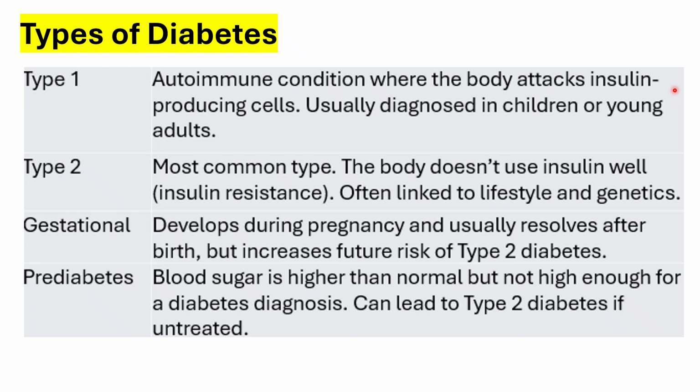Gestational develops during pregnancy, usually resolves after birth, but increases future risk of type 2 diabetes. Pre-diabetes, blood sugar is higher than normal, but not high enough for a diabetes diagnosis, can lead to type 2 if untreated, right? So these are two other types, gestational and pre-diabetes, right? Just two different types, but they lead to type 1 or type 2.